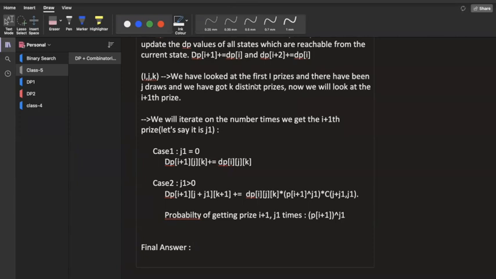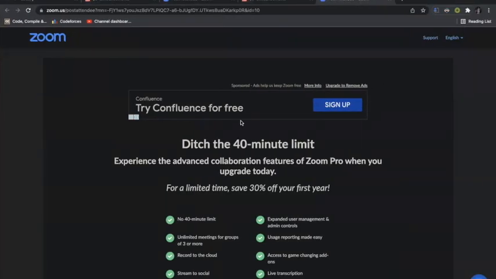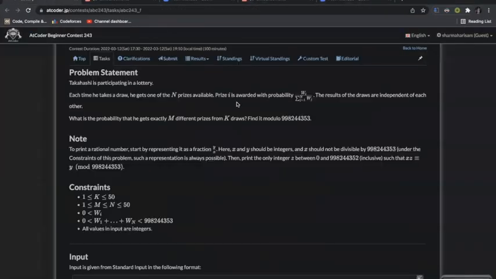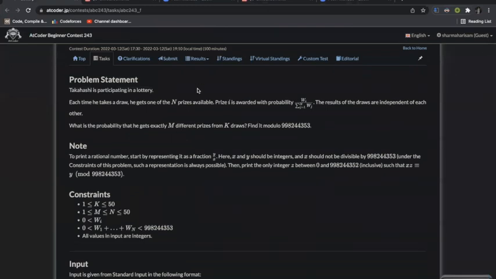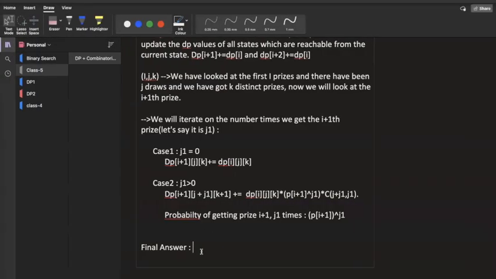So this is again a very easy problem. What will be the final answer once I have calculated all the DP values? According to the problem, they have asked us the probability of getting exactly m different prices from the first k draws. So what should be the final answer?